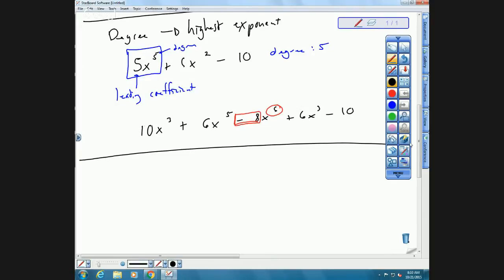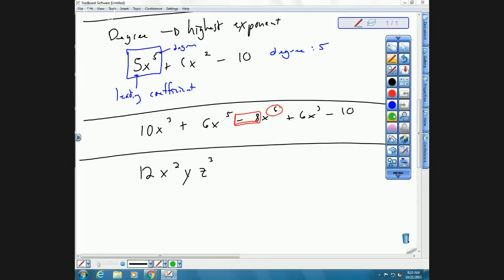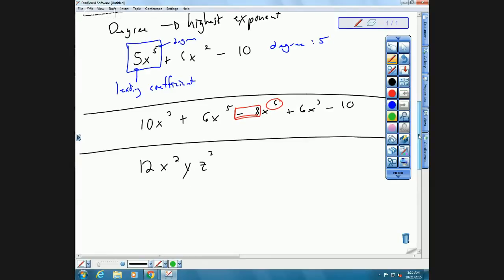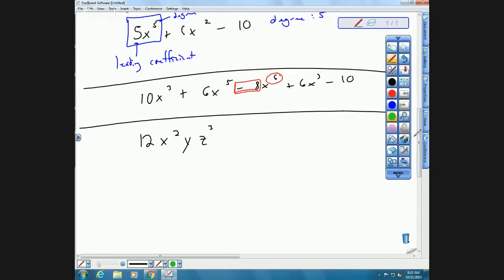The one thing that's a little bit tougher about degree is if I have, let me just look at one term here real quick. The degree of this term right here, since it has multiple variables, what you do is you add up all the exponents. So you have 2 x's, 1 y, 3 z's. So the degree of this term is 2 plus 1 plus 3, which is 6. So you add up every one of those.